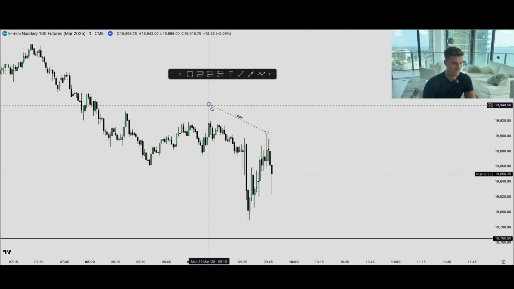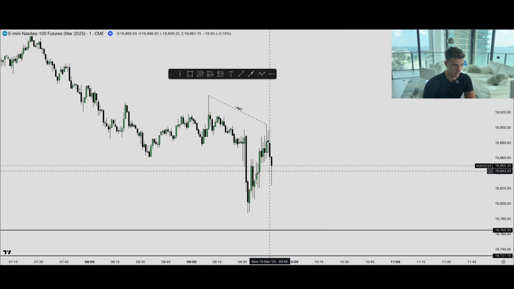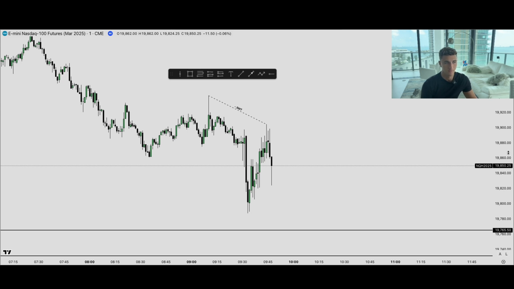And it's most likely that we reverse here and actually target the drawn liquidity, which is that daily sell-side level, which is relatively equal lows, and also that daily fair value gap. So you want to align your lower time frame with the higher time frame, okay? You don't want to be trading against it.